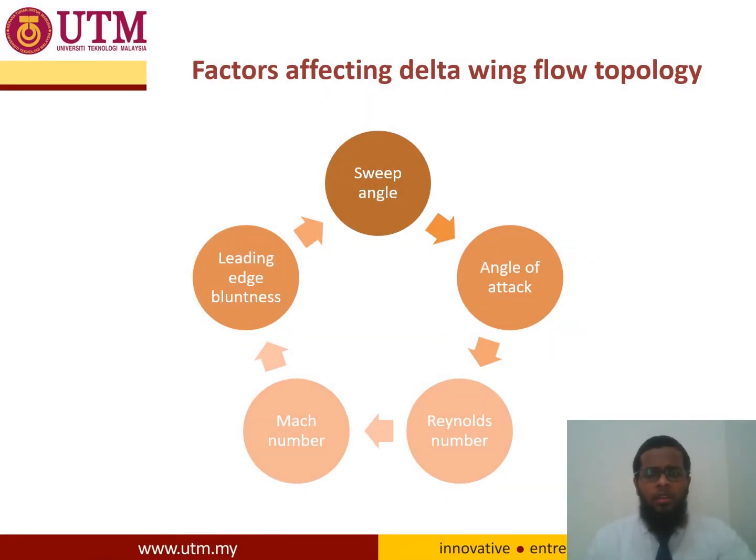The factors affecting the flow topology over the delta wing are discussed in the slide. As you can see, the sweep angle, which is the sweep of the delta wing, the angle of attack, the Reynolds number, Mach number, and leading edge bluntness. These all affect the flow topology. For example, as the angle of attack increases, the steadiness of the flow decreases. So all these factors have an effect on the flow.